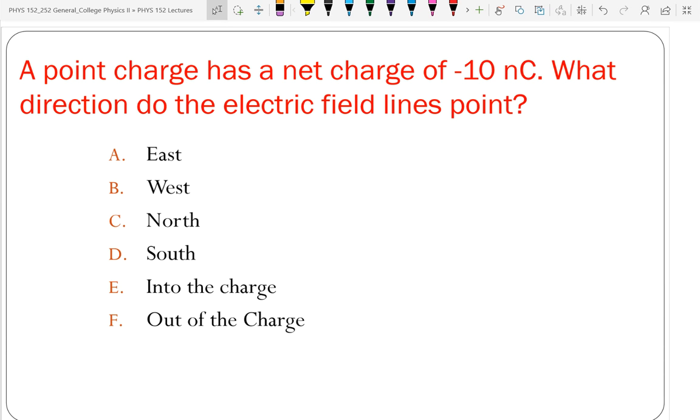Okay, clicker question. A point charge has a net charge of minus 10 nanocoulombs. What direction do the electric field lines point?